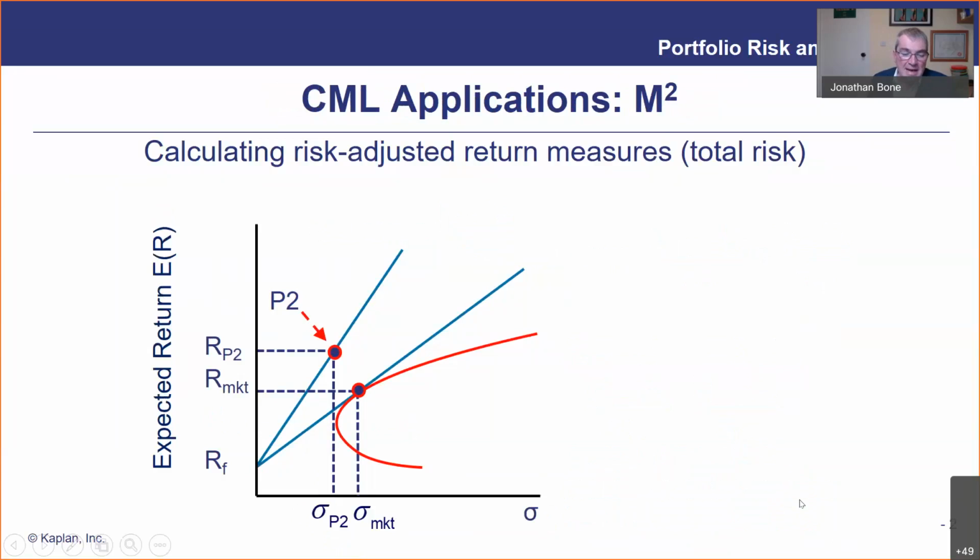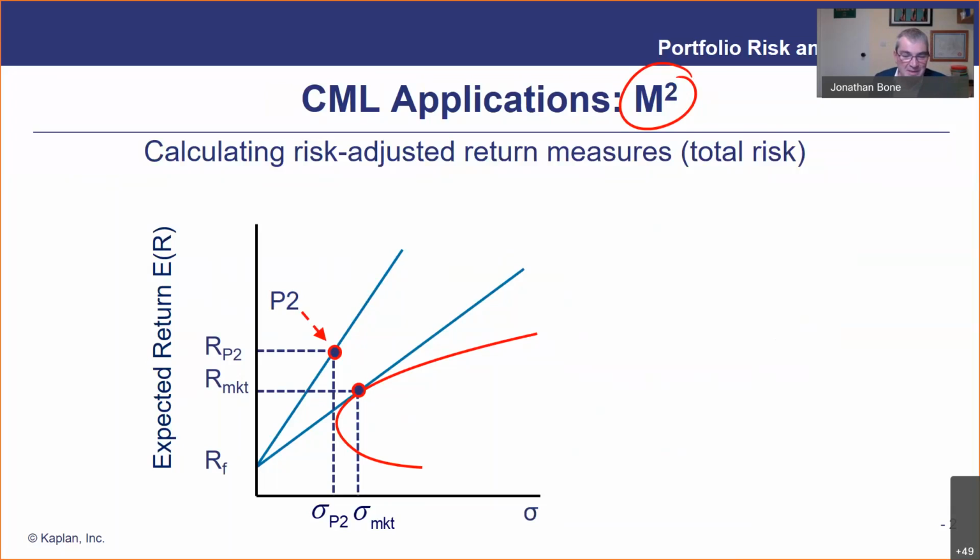M squared. Now, don't look for any mathematical reason for M squared. This actually comes from who developed it. It was developed by Franco Modigliani and his granddaughter. I can't remember what her name is. Anyway, you've got two Modiglianis, and that's why it's called M squared. It has got nothing to do with mathematics or squaring anything.